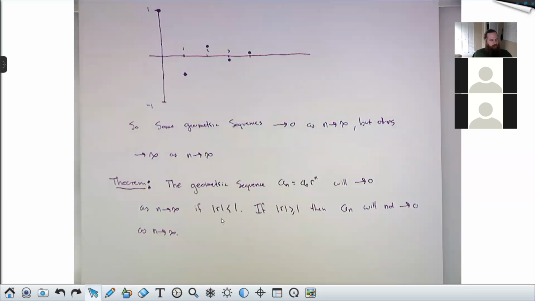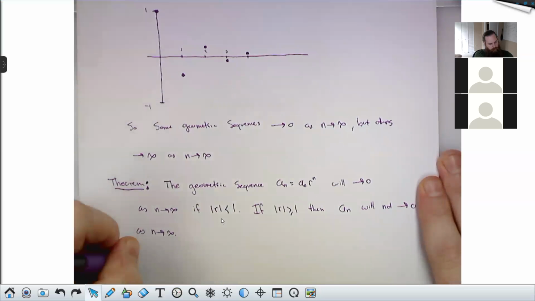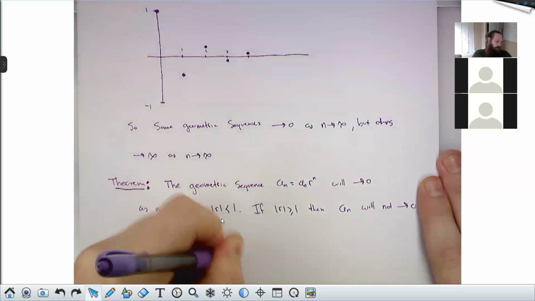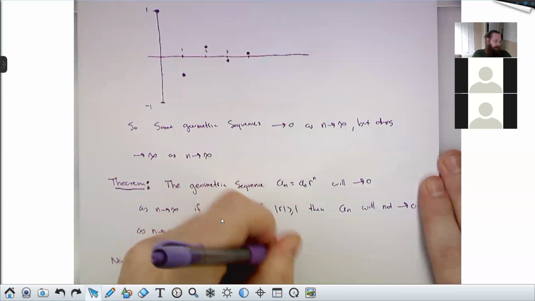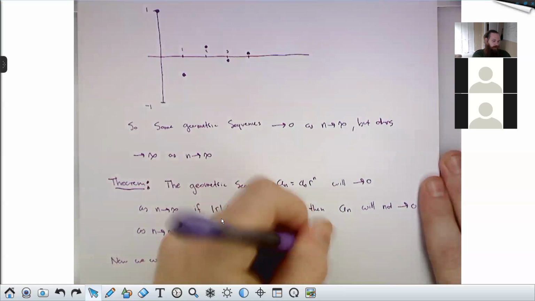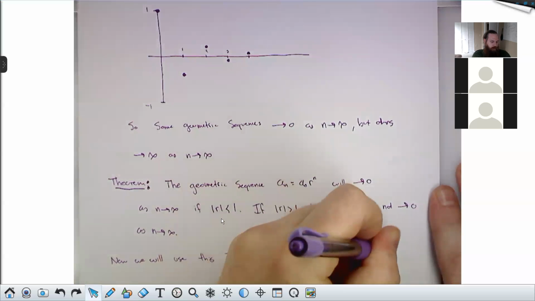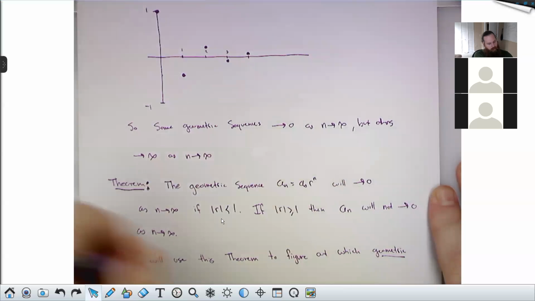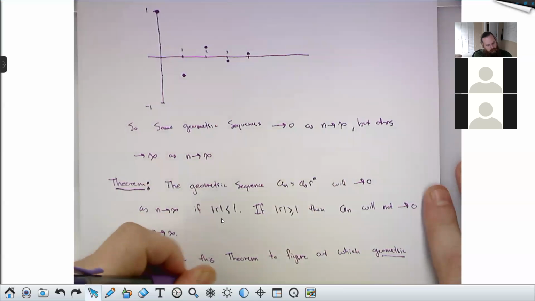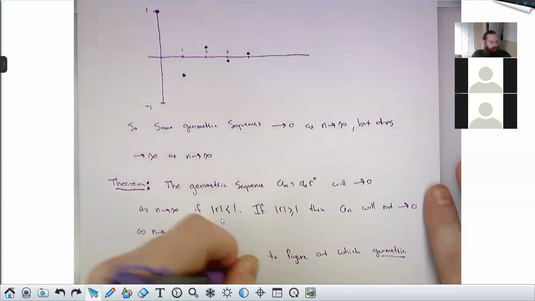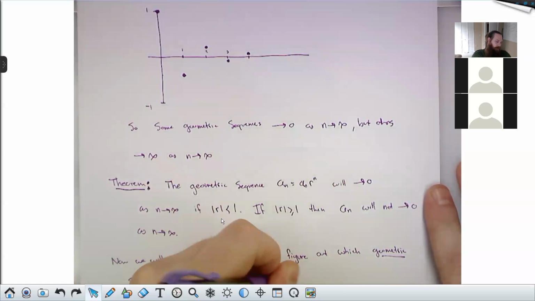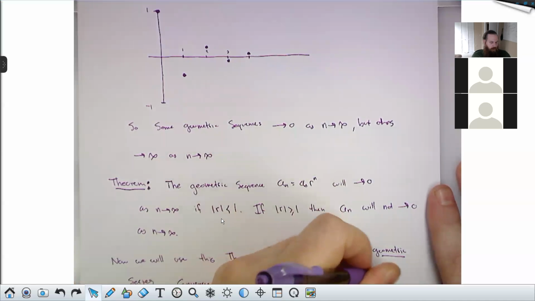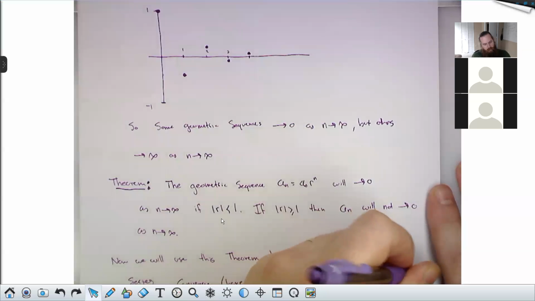So now we're going to use this to figure out which geometric series, the word is converge, which means have a finite sum, and which diverge, failing to have a finite sum.